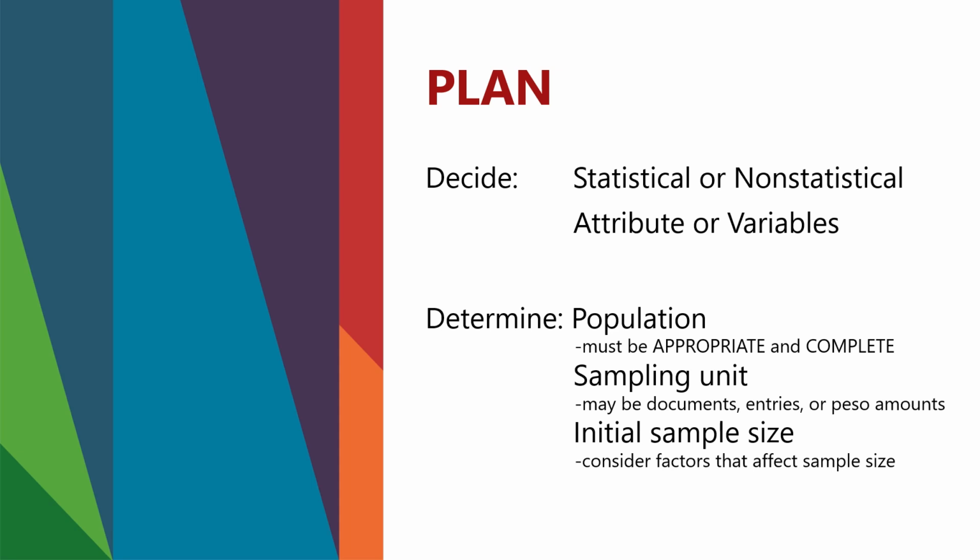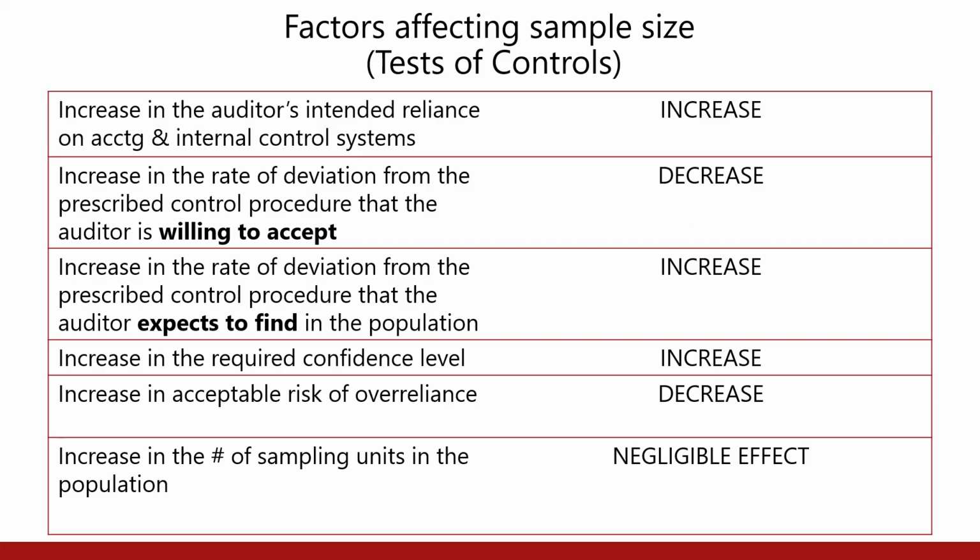The auditor will then determine the initial sample size. Now, the initial sample size determination will, of course, be affected by whether you use statistical or non-statistical sampling. But regardless of which of the two you use, here are some general rules on the factors that would affect the sample size. In the case, for example, of test of controls, if the auditor has an increased reliance in accounting and internal control systems, the more you want to rely on the controls, then most definitely the more you need to test the controls, right?